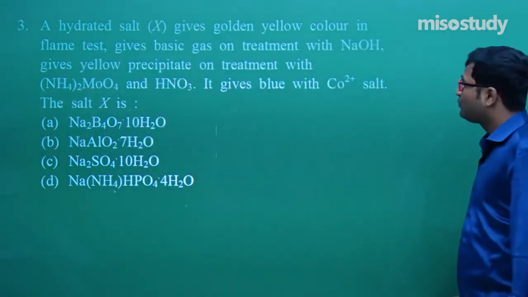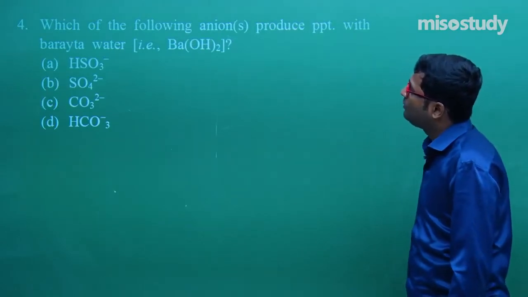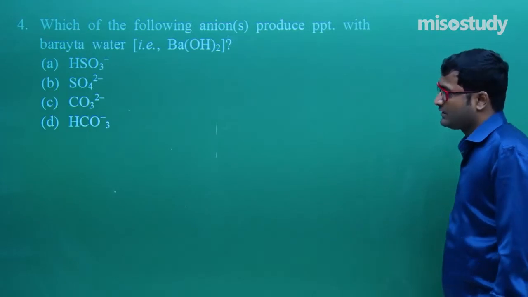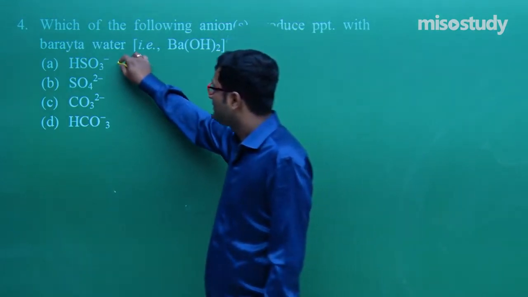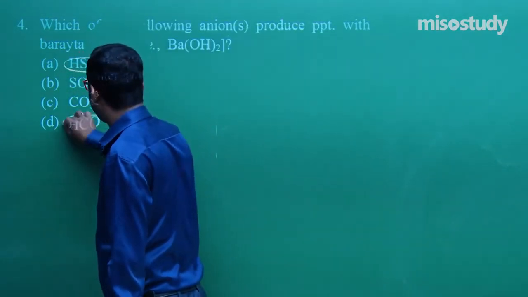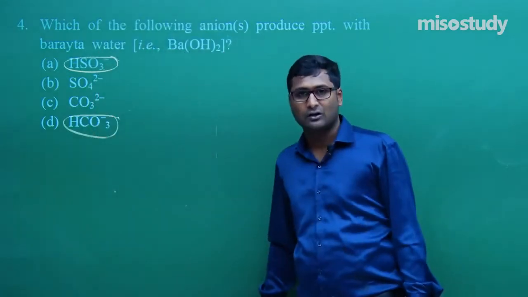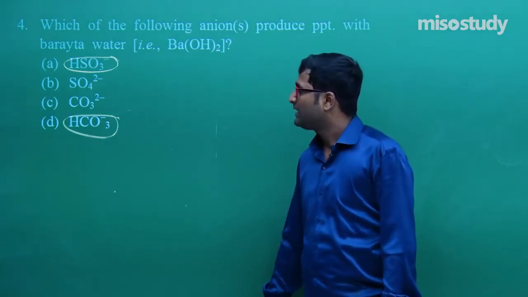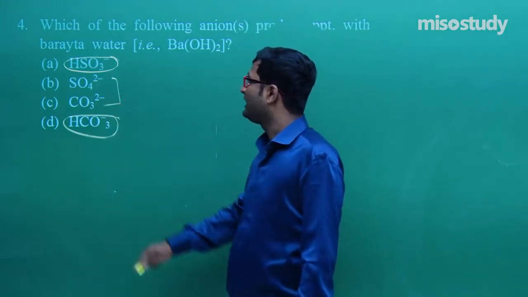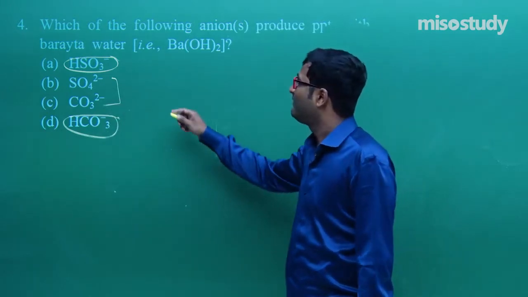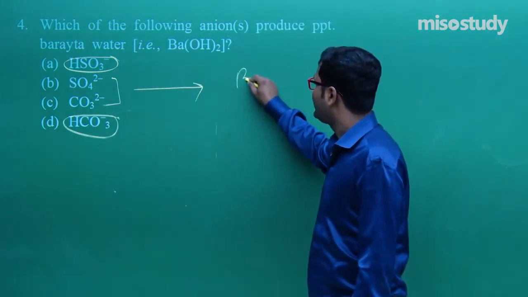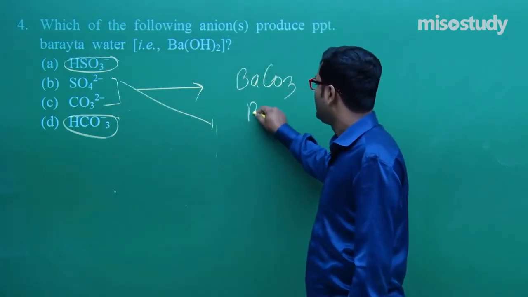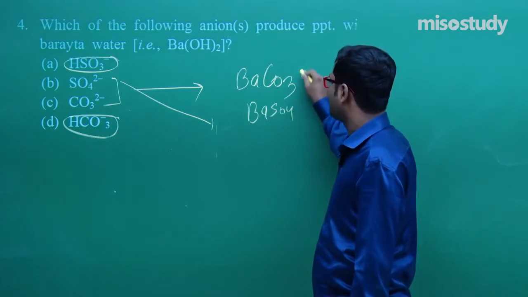Now let's move to the next question, that is question number 4. Which of the following anions produce a precipitate with baryta water? As we all know, bisulfite and bicarbonate form water-soluble compounds, that is, they do not form a precipitate. But if I talk about CO3 2- and SO4 2-, they form a precipitate. With CO3 2- they form BaCO3, and with SO4 2- it gives BaSO4.